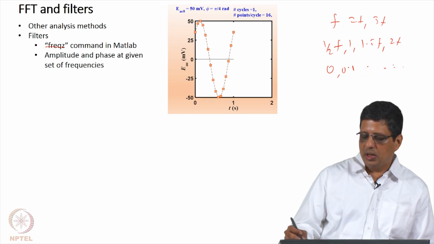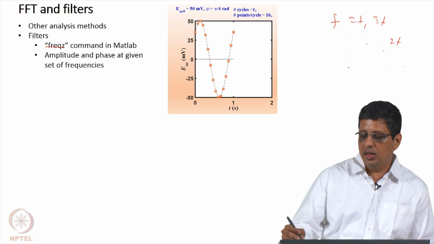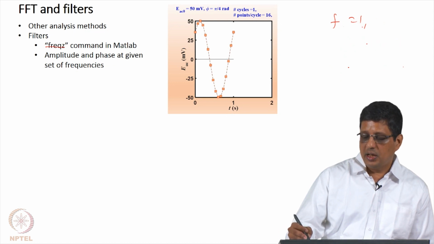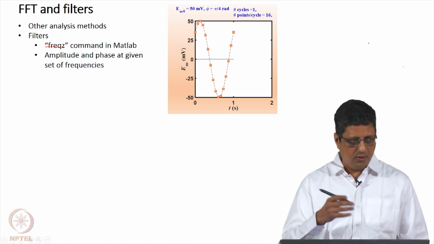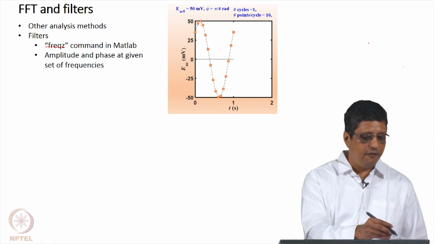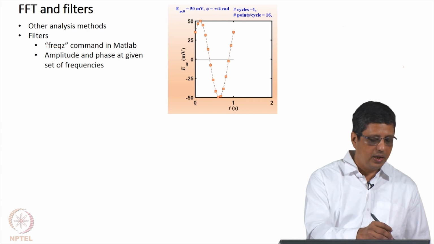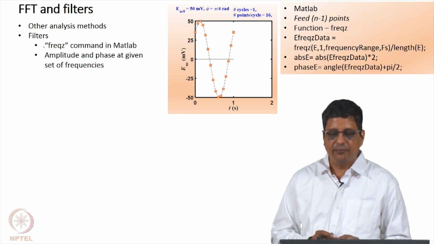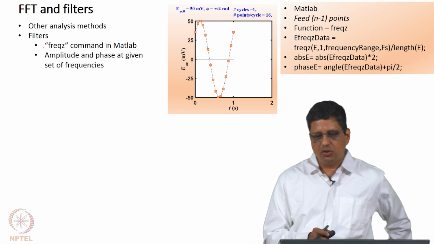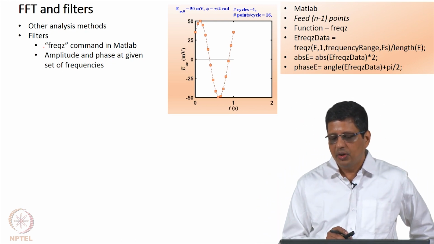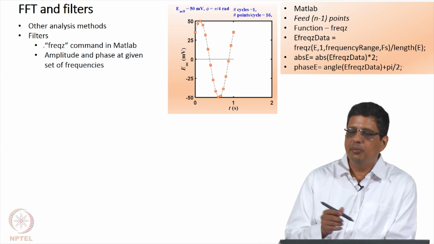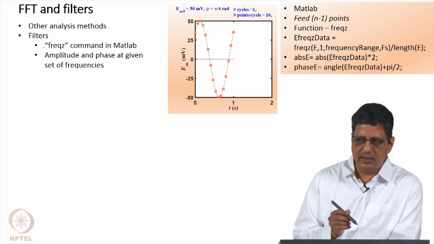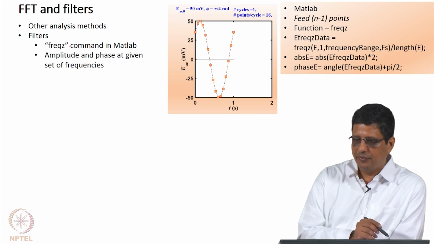But let us say I do not want all this, I want only data at a few frequencies. I want to look at data at 1, 2, 5. Of course, you can take the vector and do this, but you can use what are called digital filters and achieve the same objective. Again, you need to feed n-1 points for this implementation, and it can be used to generate many other types of filters. This is a general purpose command.